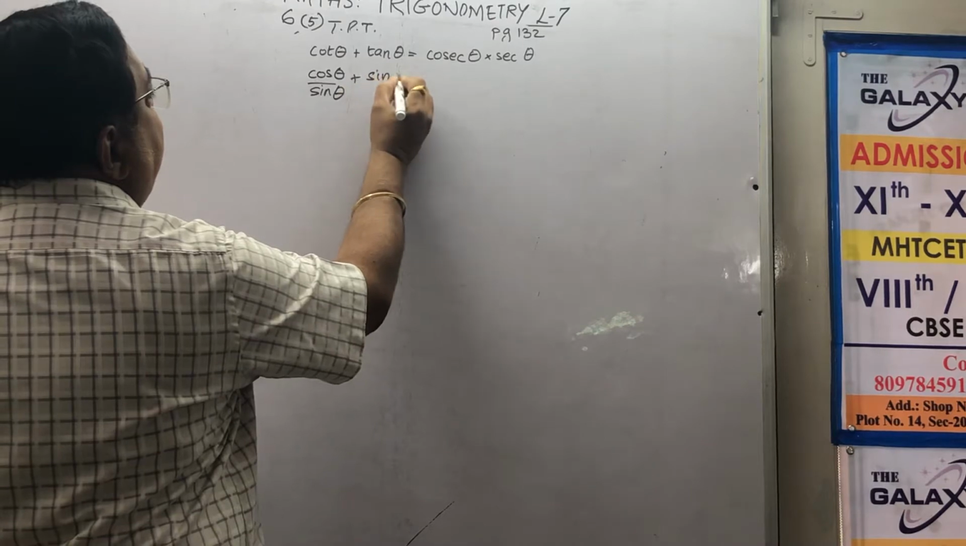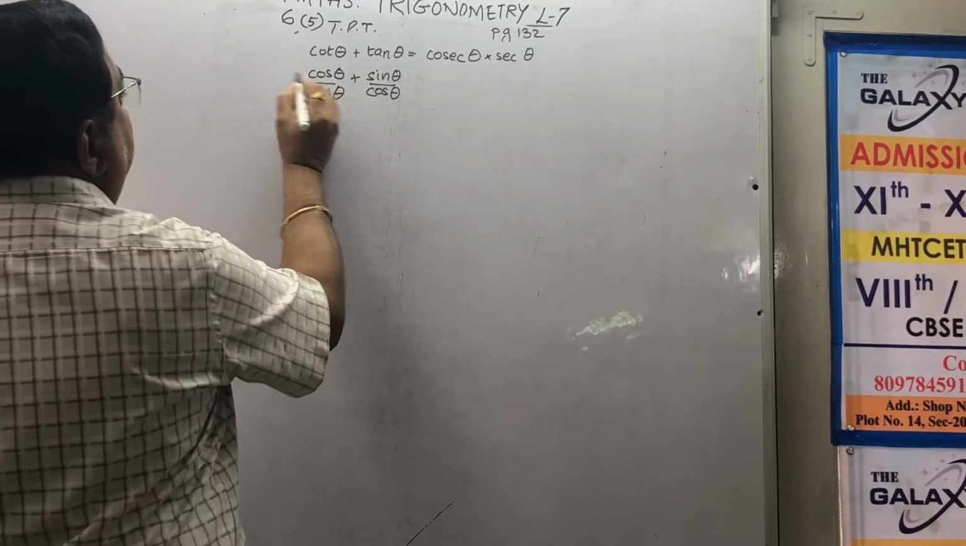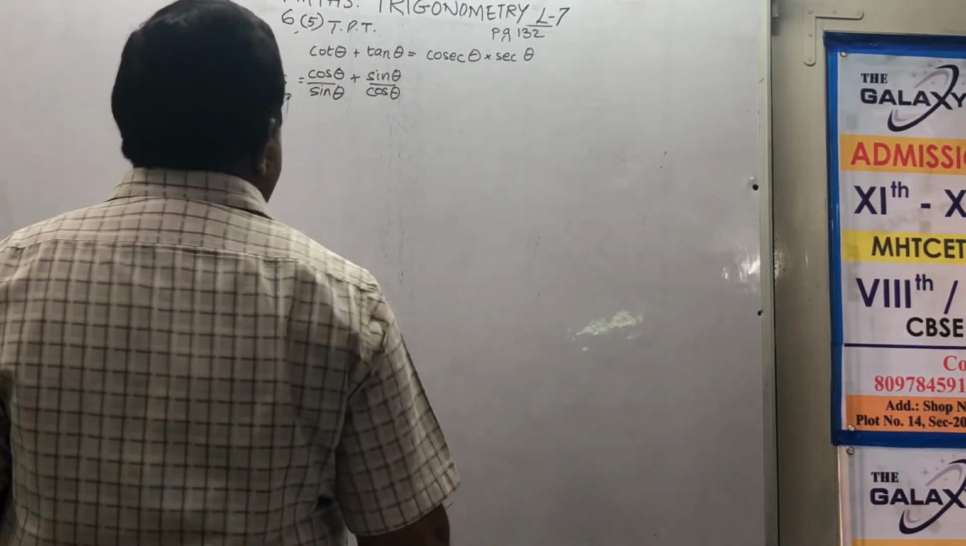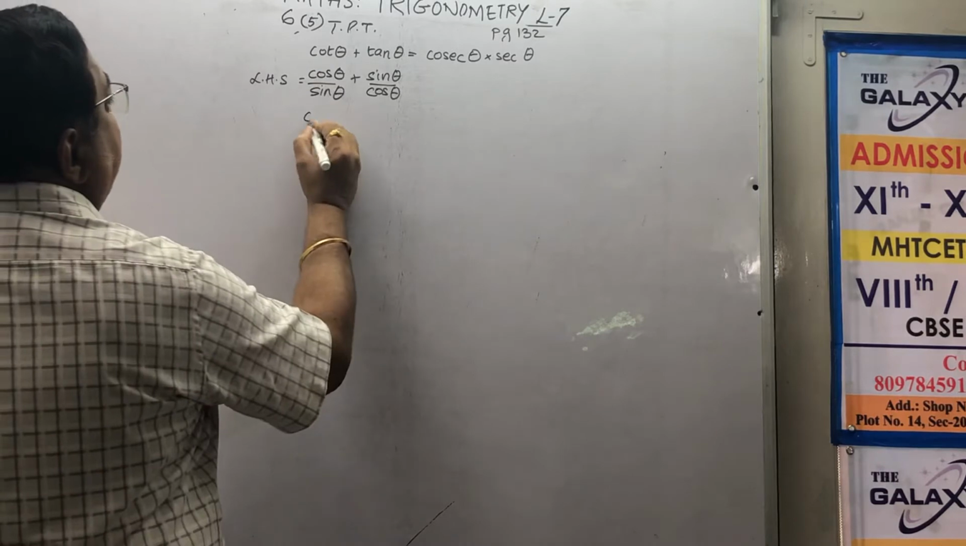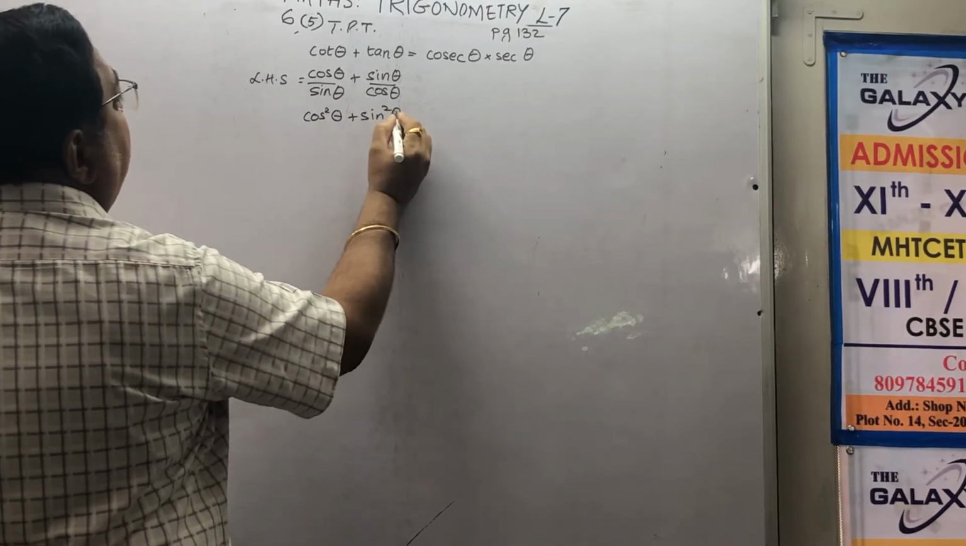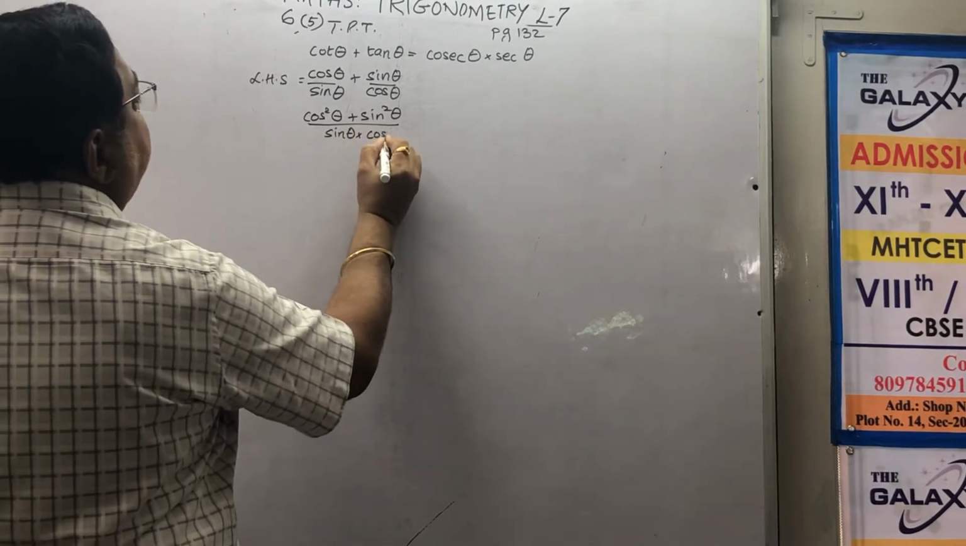Tan is sine upon cos. And we will put left hand side is equal to, and we will work on one side. Take LCM: cos square theta plus sine square theta upon sine theta multiplied by cos theta.